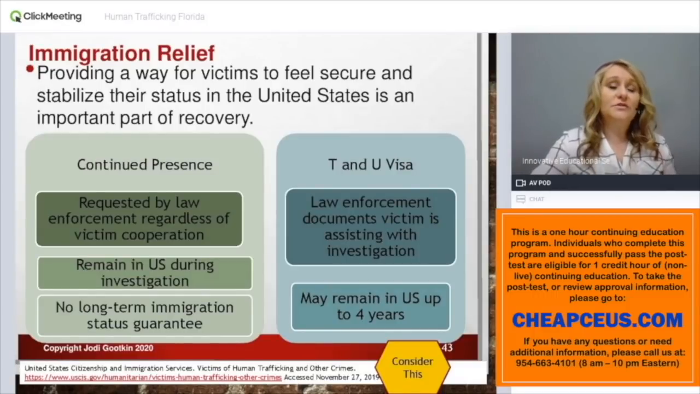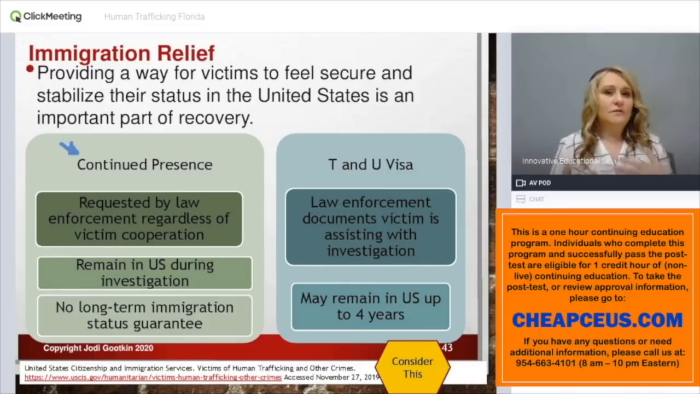One aspect of concern for many individuals who do not have legal status in the United States is how are they going to feel safe and secure during this time. So immigration relief is a component that the government has put in place. They have two different types of immigration relief for individuals who are victims of human trafficking. Continued presence is the first one. This is a form of short-term immigration status.